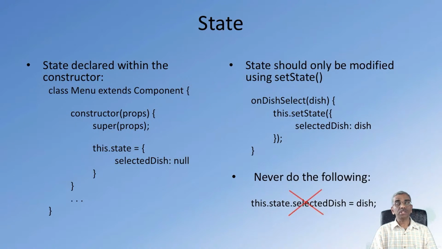And again, let me remind you that you should never change the state by doing something like this. You can't say that this.state.selectedDish is equal to dish. So never directly manipulate the state property values.